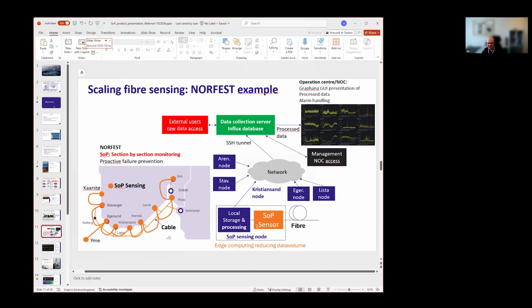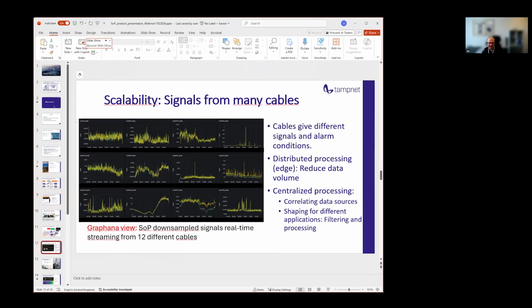We do the local storage and processing. We tunnel it all into a server. And in this server, we also have a database for the process data, which is also streamed from the unit. The process data are displayed in Grafana. And we also have management access through this tunnel. So we just connect the instrument to the network. It puts up a tunnel to the server, and there we go. So it's plug and play. We may also give external users raw data access to this storage server.